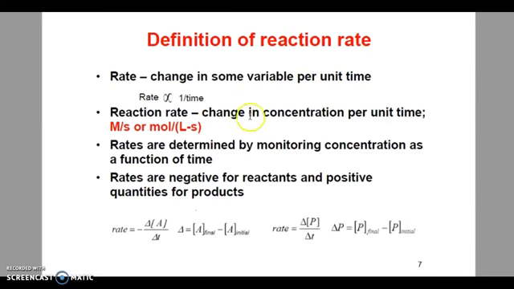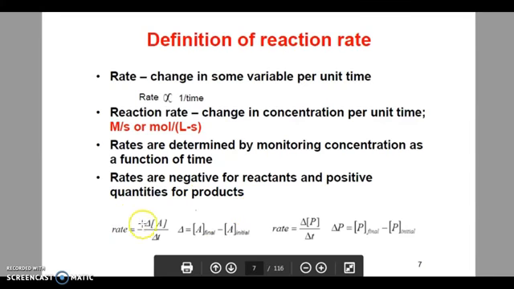Reaction rate is change in concentration per unit time, and rates are determined by monitoring concentration as a function of time. Rates are negative for reactants and positive quantities for products. Here in this equation we can see the rate of reaction is expressed in terms of reactants and in terms of products.